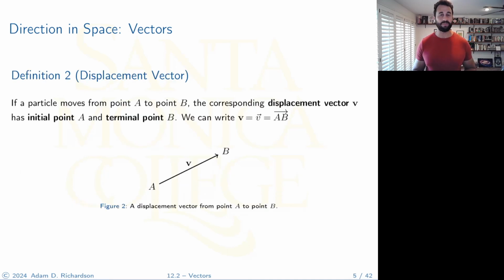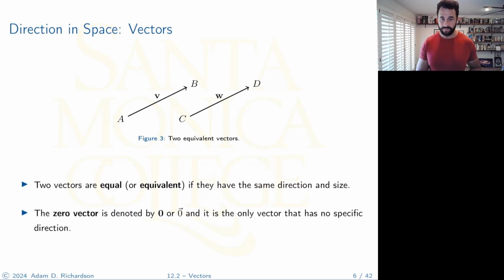All right, so what is a displacement vector? If a particle moves from a point A to a point B, then the corresponding displacement vector V has an initial point A and terminal point B. And what we do is we write V is equal to the vector from A to B. And quite literally, it means exactly that. Start at the point A, go this far to the point B, and that's called the displacement vector.